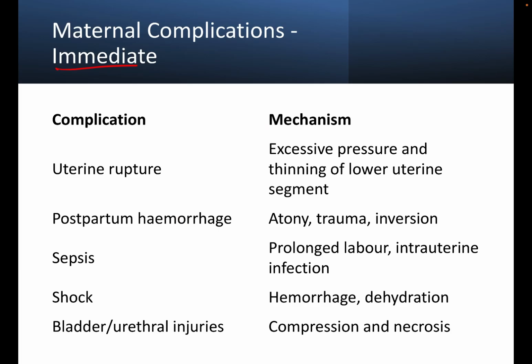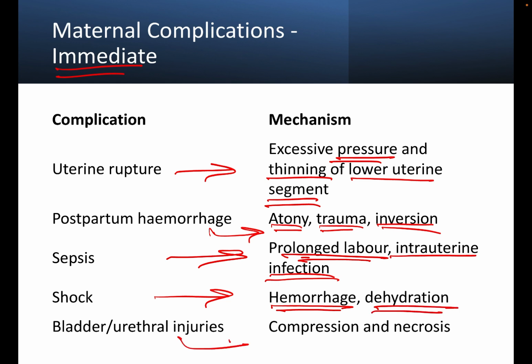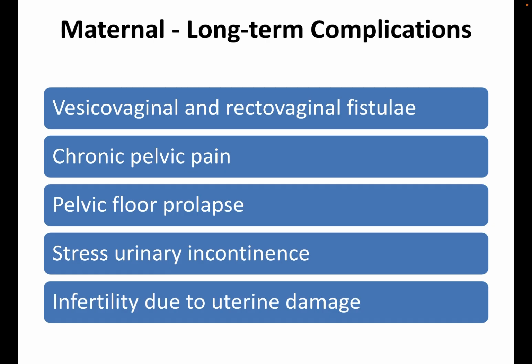Coming to the maternal immediate complications: uterine rupture resulting from excessive pressure and thinning of the lower uterine segment, postpartum hemorrhage resulting from atony, trauma and inversion, sepsis resulting from prolonged labor and intrauterine infection, shock due to hemorrhage or dehydration, and bladder or urethral injuries resulting from compression and necrosis. Coming to the long-term complications, these might include vesicovaginal or rectovaginal fistula, chronic pelvic pain, pelvic floor prolapse, stress urinary incontinence, and infertility due to uterine damage.